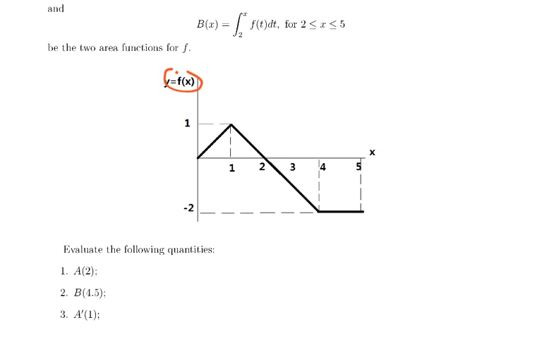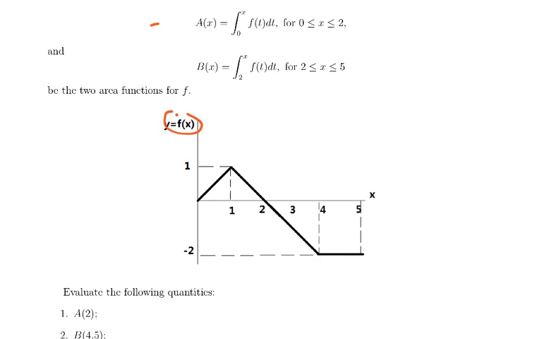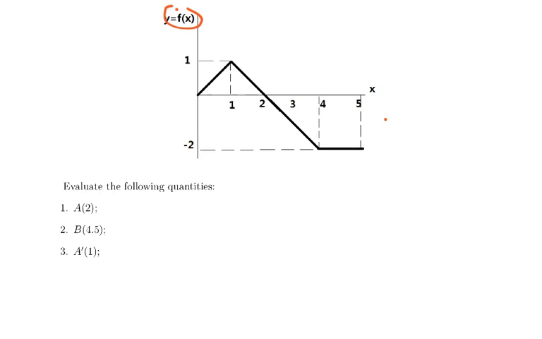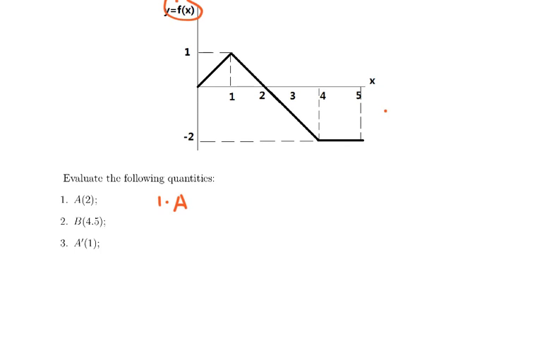So firstly, we look at A(2). That means basically we're going to plug 2 into the first area function, and we can see A(2) is equal to the integral from 0 to 2 of f(t) dt. Basically, for A(2), it is the area of the region under the curve of f for x between 0 and 2. So if we look at the graph, it is the area of this triangle.